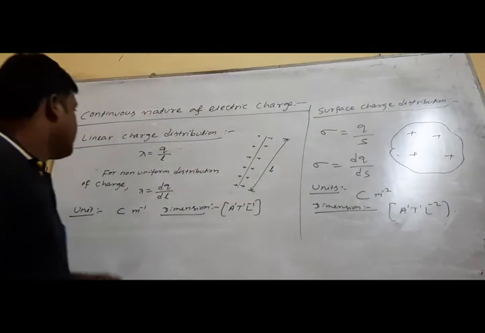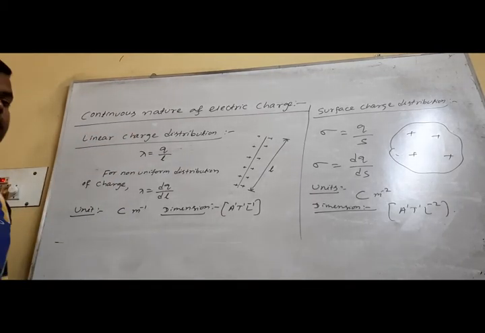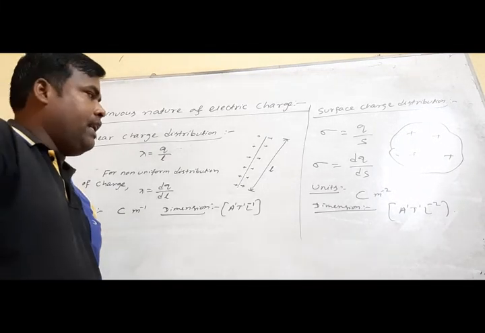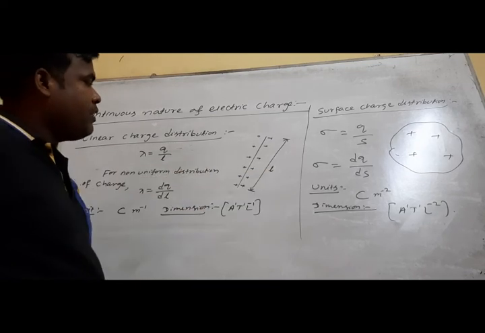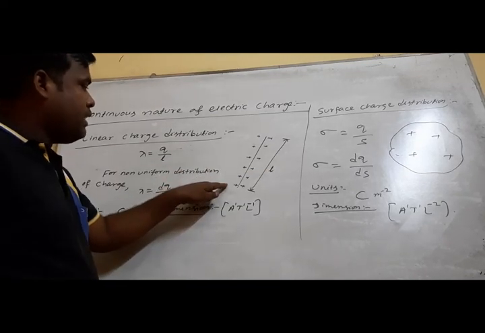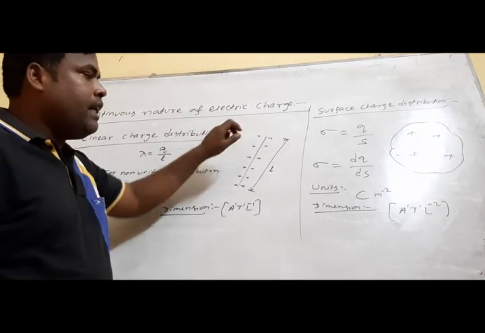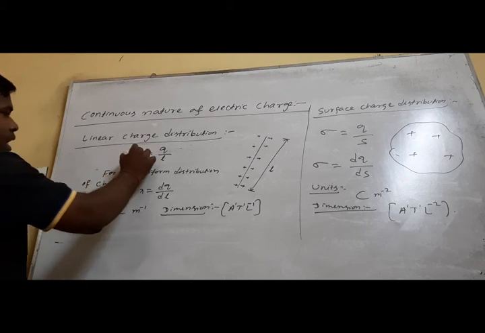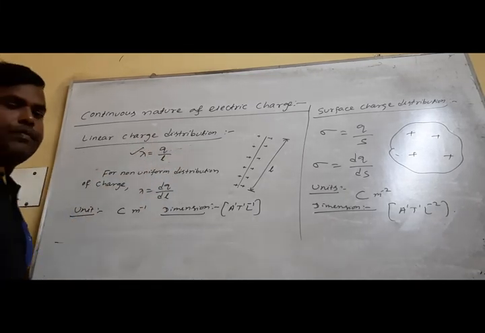So here it is a linear charge distribution, when charge is distributed over a line or over a length. Suppose it is a line of length L. If Q charge is uniformly distributed over it, then linear charge density lambda is equal to Q by L.